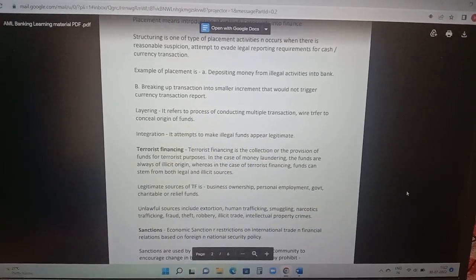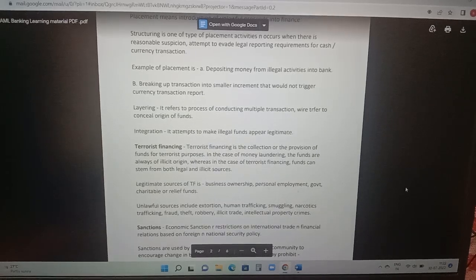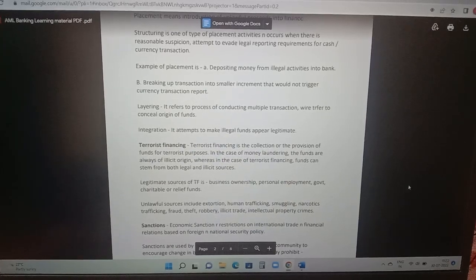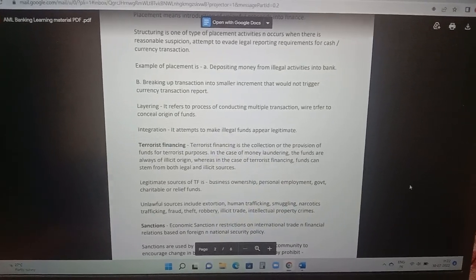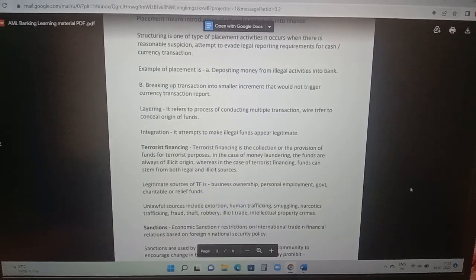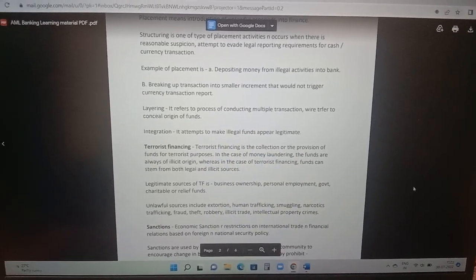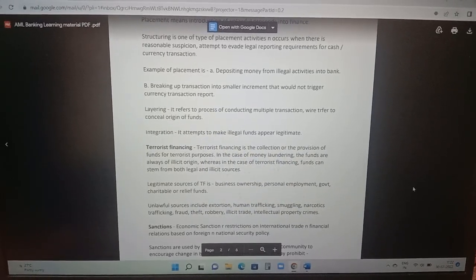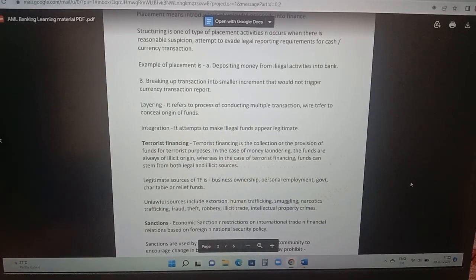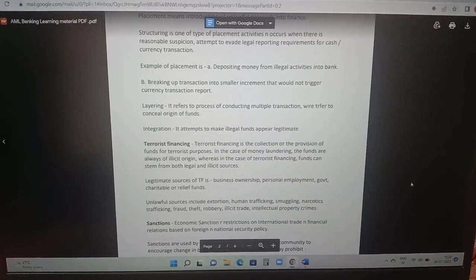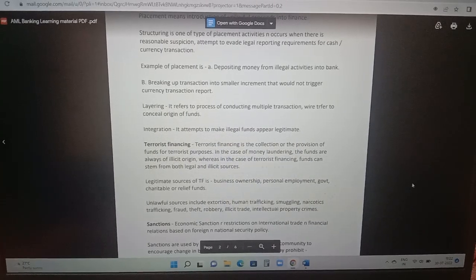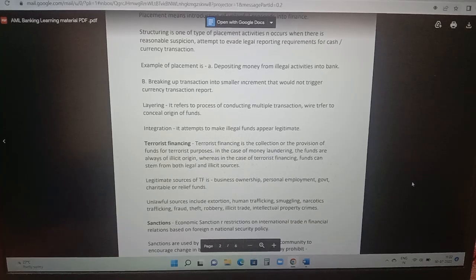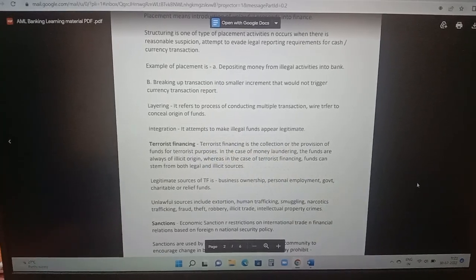And what do you mean by layering? It is the process of conducting multiple transactions and wire transfers to conceal the origin of funds. Integration attempts to make illegal funds appear legitimate. One more topic is terrorist financing. It is the collection or provision of funds for terrorist purposes. In the case of money laundering, the funds are always of illicit origin, whereas in terrorist financing, funds can stem from both legal and illicit sources.